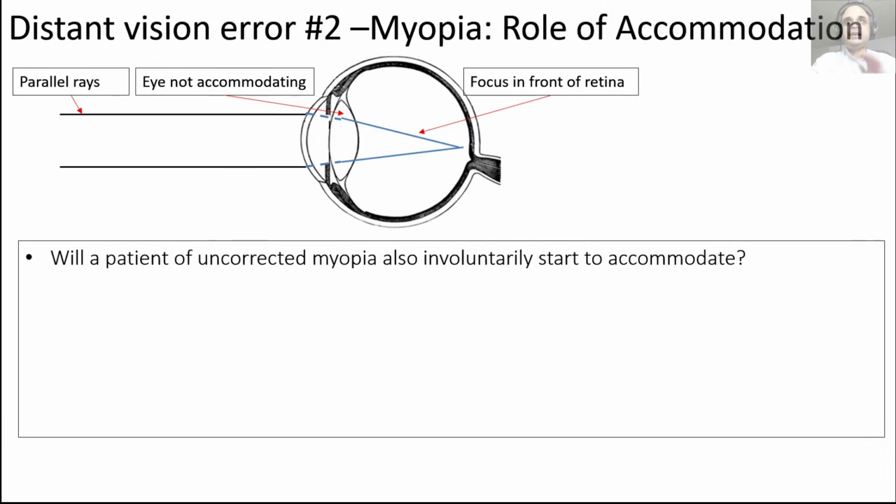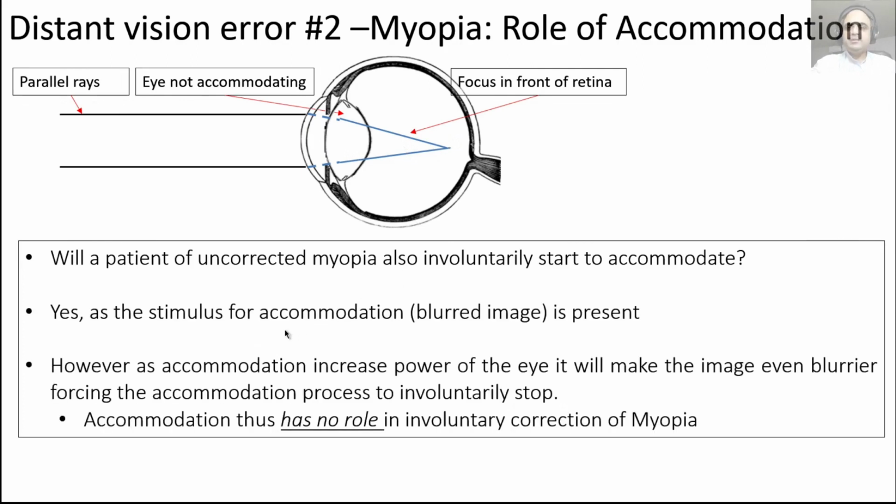And again, let's see if accommodation has a role here. Because remember, every time a blurred image is formed, accommodation is stimulated. The process of accommodation is stimulated, and you will have a blurred vision because the light rays are focusing in front of the retina. But if you increase the power more, as it happens in accommodation, things would get worse because the light rays would move even further away from the retina because you're increasing the eye power when the eye already has too much power. So yes, accommodation will start, but no, accommodation will have no role in this because accommodation will make things worse.